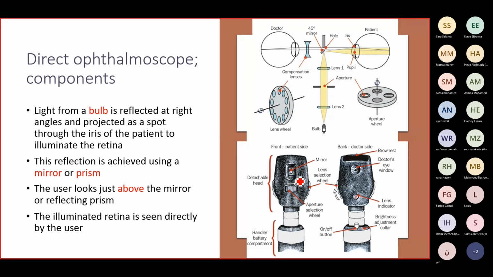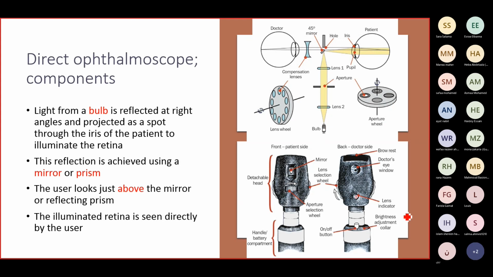The direct ophthalmoscope has what we call a lens wheel. So there is a wheel with different powers of lenses. When you turn this dial, you will bring the lens with the correct power in between your eye and the patient's eye to correct for your or the patient's ametropia. And then there is another wheel with different apertures, so you can use a small size illumination or a large size illumination or a slit illumination, etc.